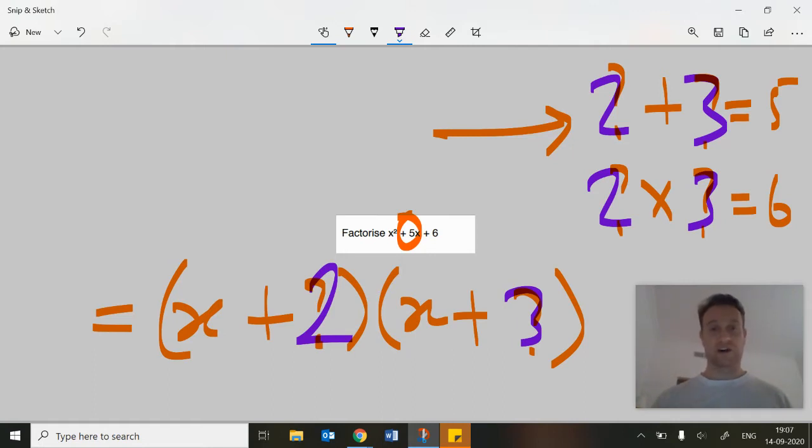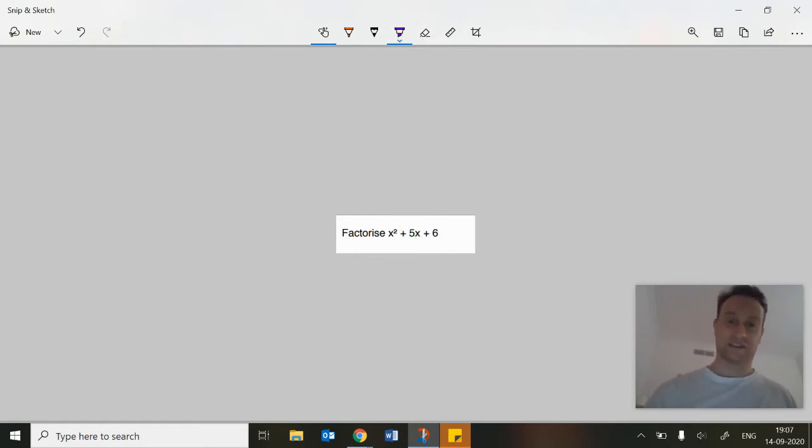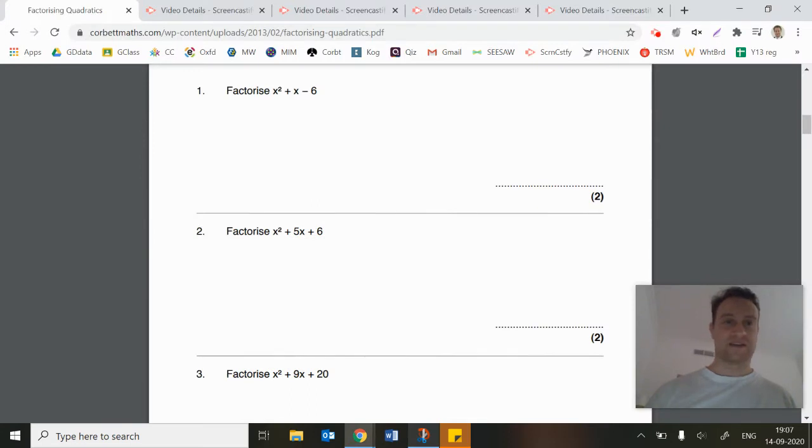Now, if you want to check your answer, you can multiply out the brackets using FOIL again. That's a good thing to do. You want to know that you're right. Okay, x times x is x squared. 2 times x is 2x. x times 3 is 3x. The 2x and 3x go together to make 5x. 2 times 3 is 6. Good. Right, done. Okay, so let's look at the next one then.